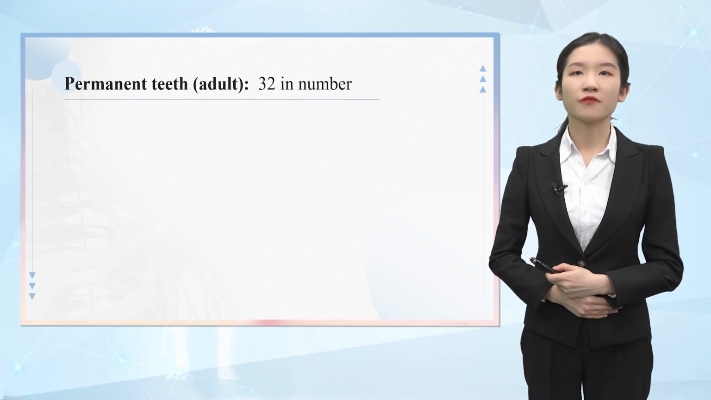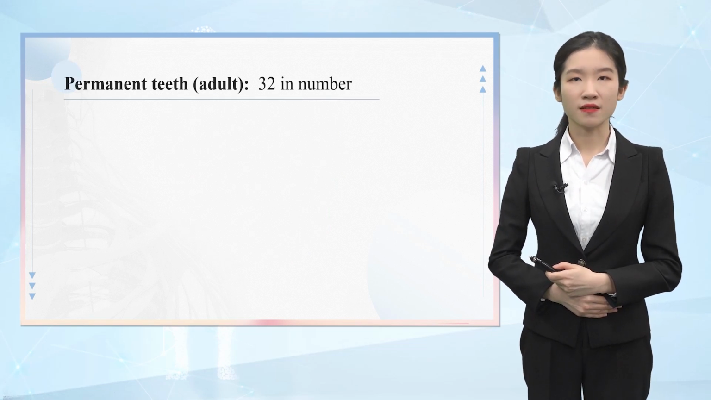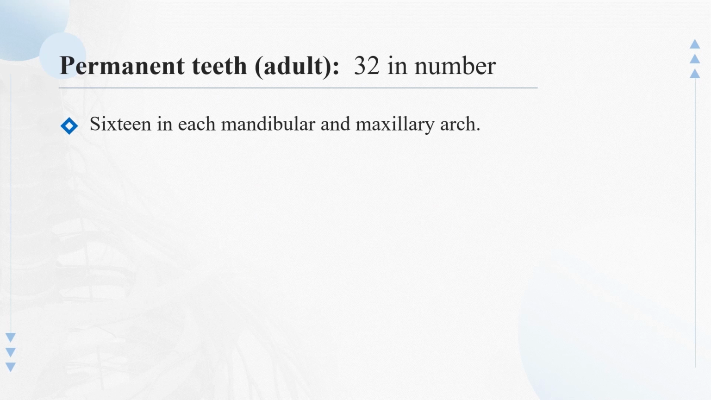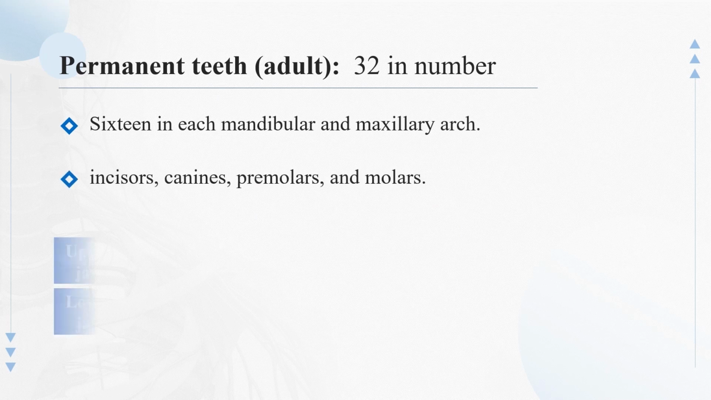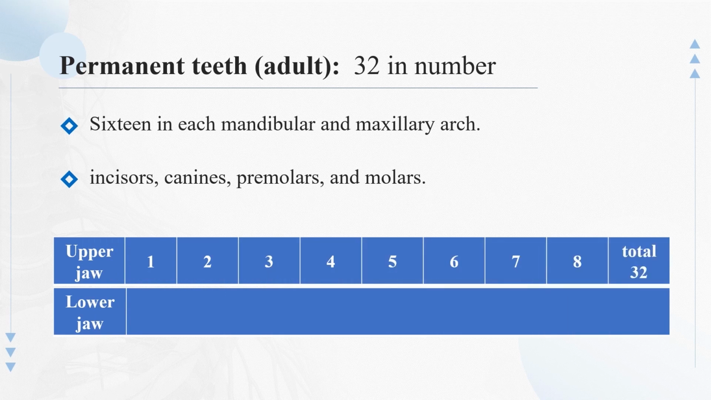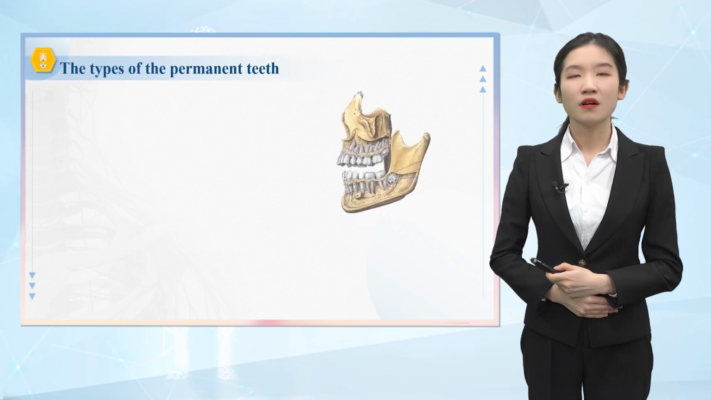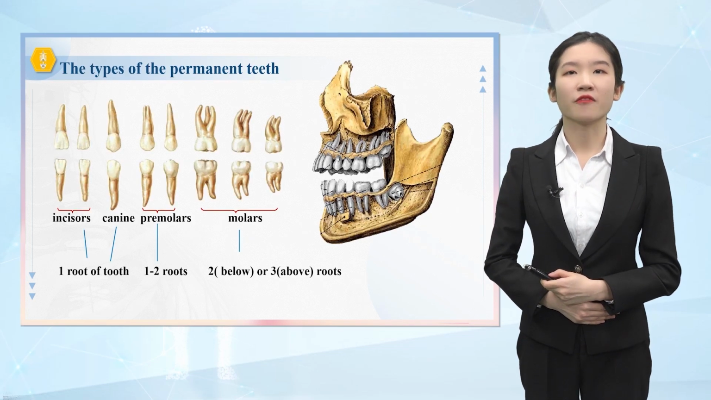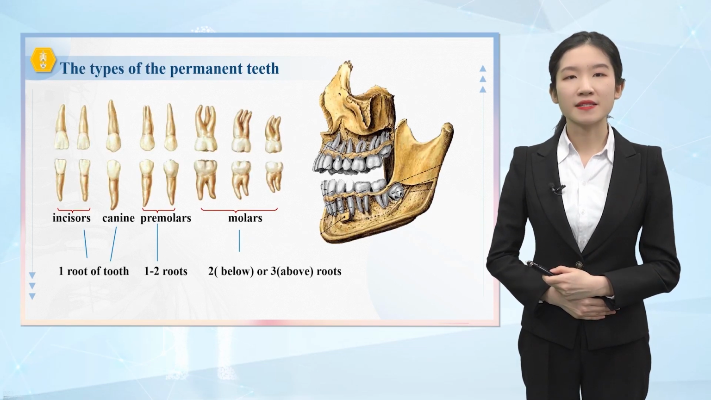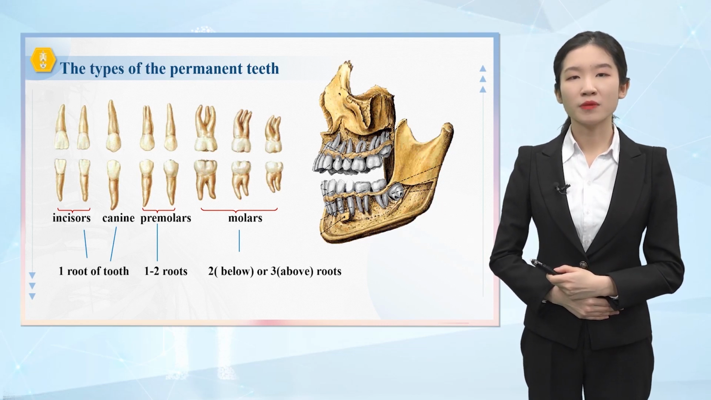There are a total of 32 permanent teeth in adults, 16 in each mandibular and maxillary arch, and they are divided into incisors, canines, premolars, and molars. Now let's talk about the types of the permanent teeth. Incisors, one root; canines, one root; premolars, one or two roots; and molars have two or three roots.